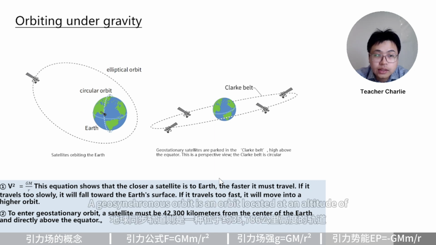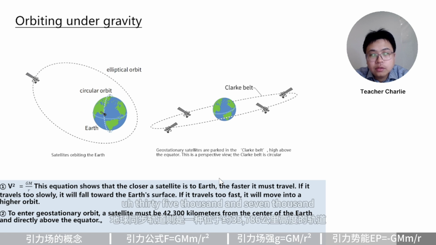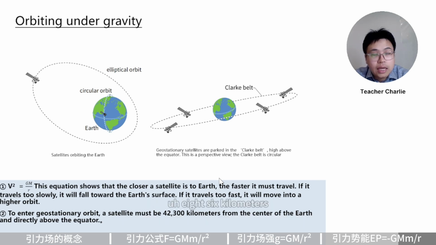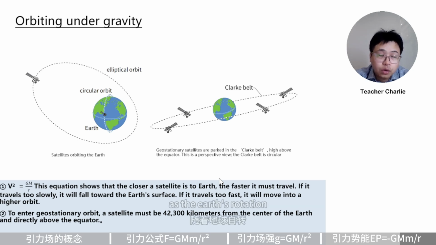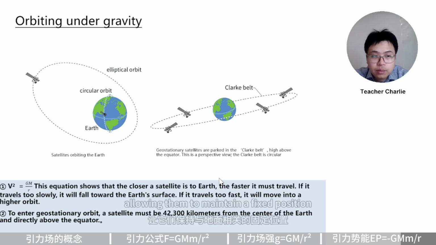So, geosynchronous orbit is an orbit located at an altitude of approximately 35,786 kilometers, where satellites travel at the same angular speed as the Earth's rotation, allowing them to maintain a fixed position relative to the ground. Okay?